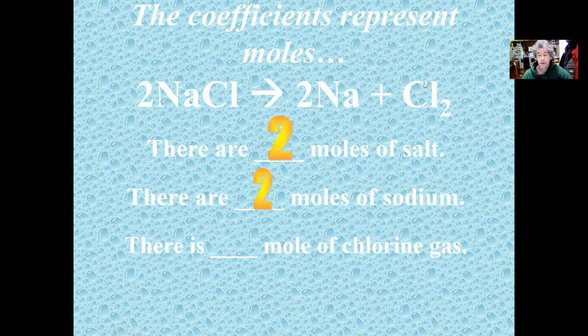But in terms of chlorine gas, notice that the 2 chlorines bonded together to create a single particle of chlorine gas. Therefore, as a result of this chemical reaction, we only have 1 mole of chlorine gas at the end of the reaction. So 2 moles of salt react to form 2 moles of sodium plus 1 mole of chlorine gas.